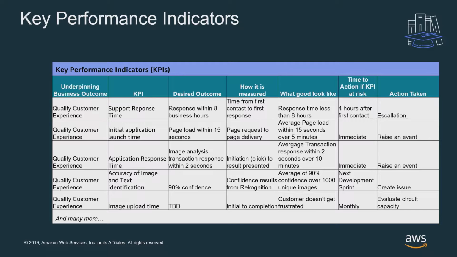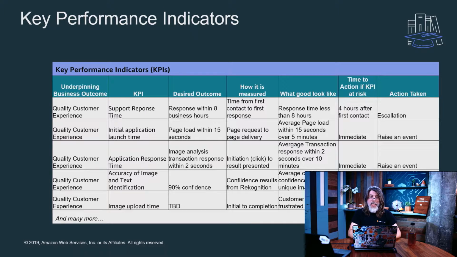So what are we going to do? What's our time to action if a KPI is at risk? This is going to inform the criticality of something. So are you going to intervene at 4 hours in an 8-hour window of time? Is that when you're going to take action? Is that when you're going to escalate? Or are you going to wake someone up at 3 a.m., right?